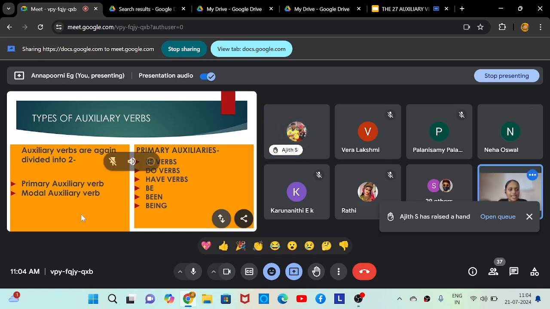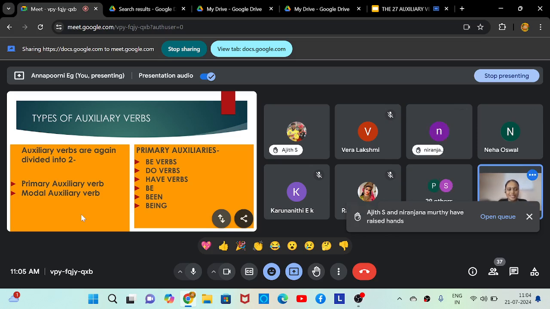What are the be form verbs? I gave you the list of be form verbs a few minutes back. The first five verbs are called be form verbs. What are they? Yes, Neha. Is, am, are, was, were. Very good. Only these five are called be verbs. No need to include be and being because that is separate. So only is, am, are, was, were. These are the be verbs.